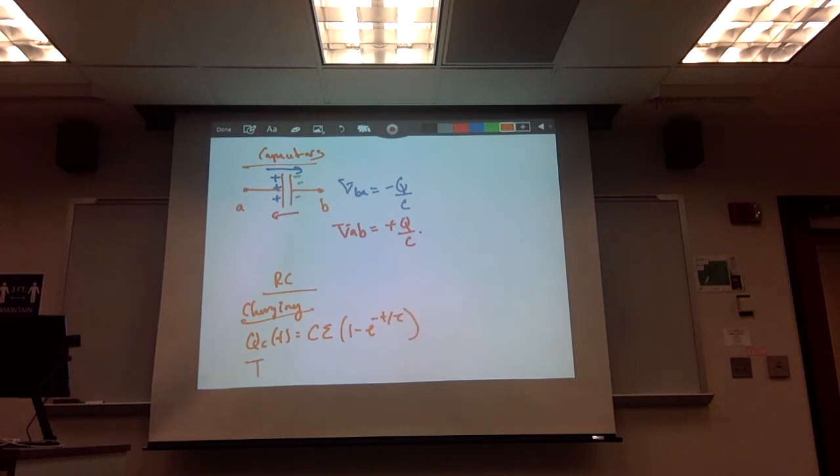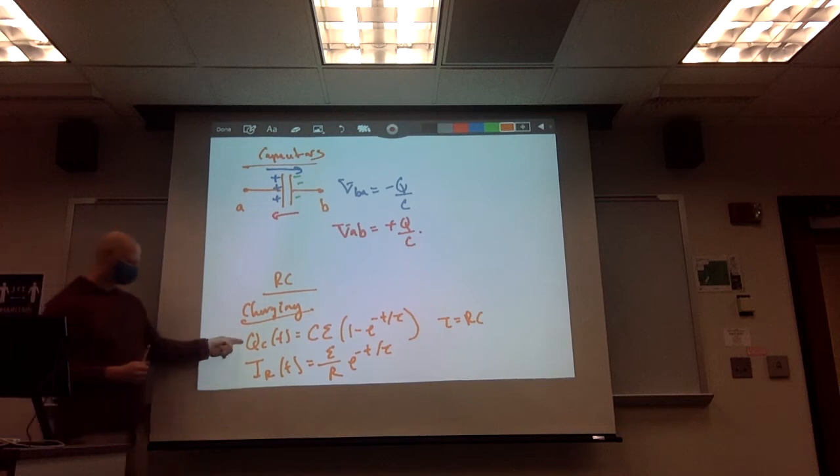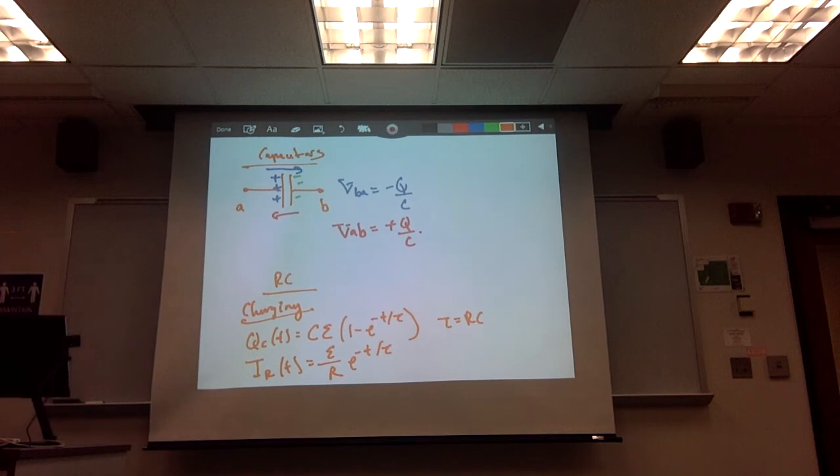And then the current on the resistor as a function of time is equal to the EMF divided by the resistance, by Ohm's law, times e to the negative t divided by tau, where tau is equal to R times C. Now again, this is technically only true if these are in series with each other. So make a little note of that. Here, everything has to be in series. So E, R, and C must all be in series.